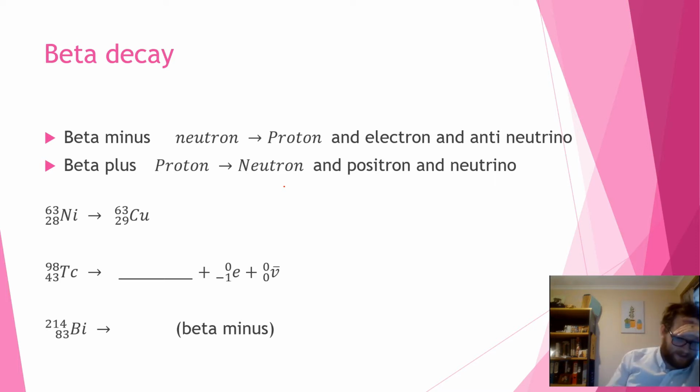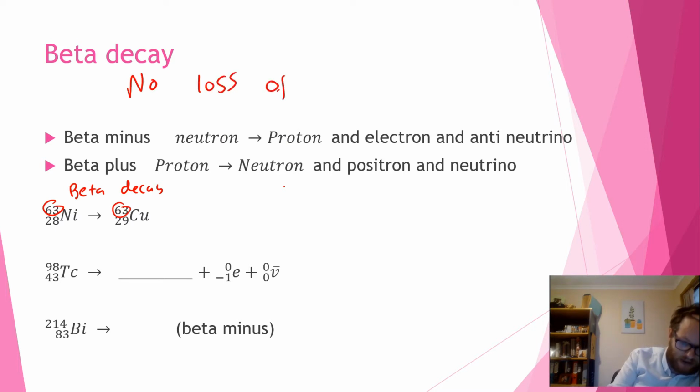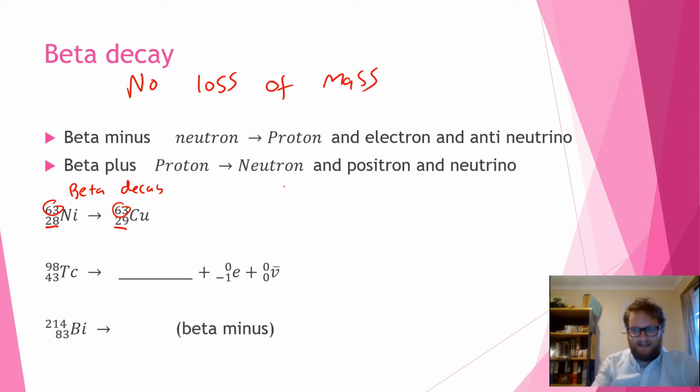Nickel and copper. First things first, this is beta decay. How do I know that it's beta decay? Because the mass is the same. In beta decay, you'll notice that the proton becomes a neutron, but you don't lose anything. There's no loss of mass. That's my first clue. The other clue is that the number of protons is changing. I'm going from 28 to 29. That's a change in the number of protons.